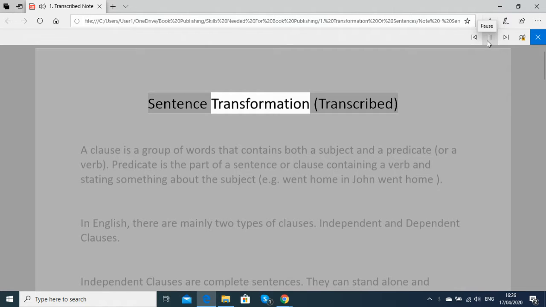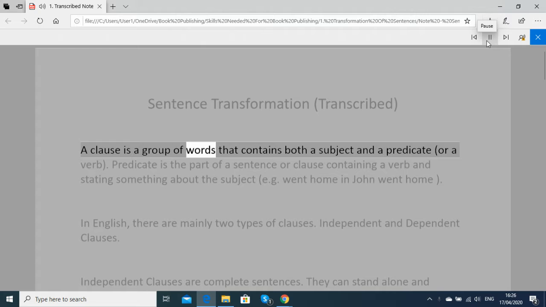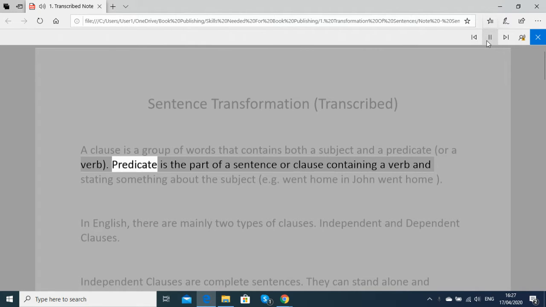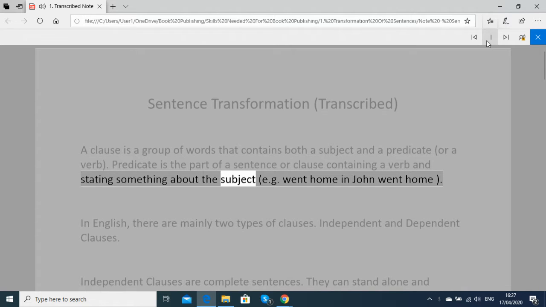Sentence transformation, transcribed. A clause is a group of words that contains both a subject and a predicate, or a verb. Predicate is the part of a sentence or clause containing a verb and stating something about the subject. For example, "went home" and "John went home."